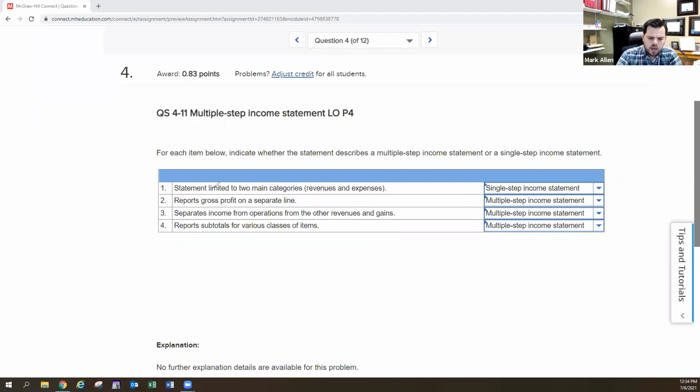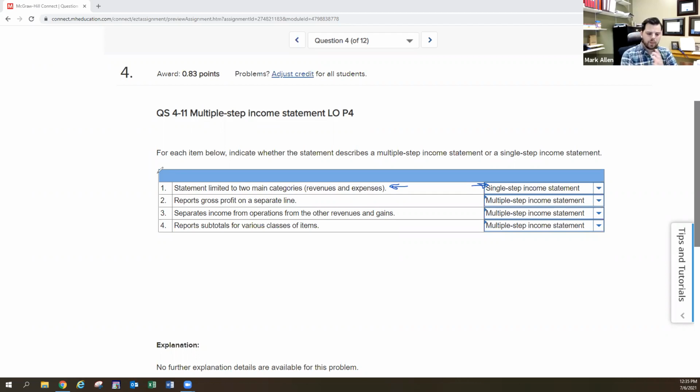So in this case, we say the statement is limited to 2 categories, revenues and expenses. That is, of course, the single step income statement. And the problem with this is that it indicates that all revenues are equal and all expenses are equal, and that's not really true. If I generated a revenue from actually selling my product or my service, that is a superior revenue to maybe me just getting some interest revenue. Maybe my company invested in a bond and we collected some interest. Well, that's not related to my primary business operations. So maybe we should treat that just a little bit differently.